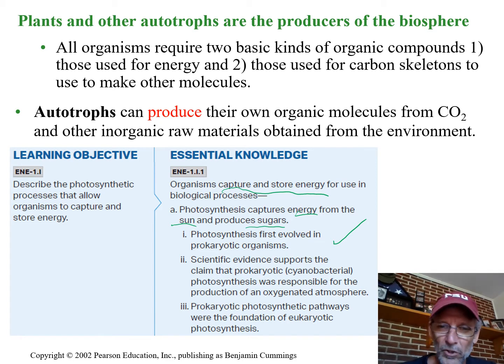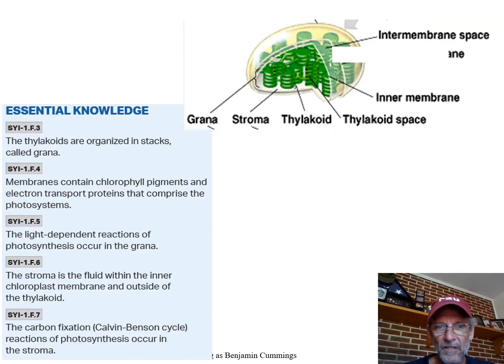This is in the evolution kind of category, so I don't know if they're going to throw this in there. But the oxygen in the atmosphere came from photosynthesizers. That's also an evolution kind of thing. So let's get to it.